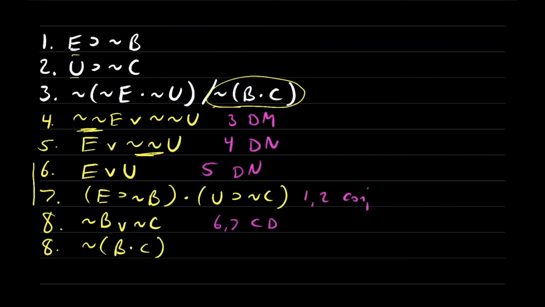And that's going to follow from line 8 by De Morgan's rule, and we are done. We've shown that the conclusion follows. It would be very easy not to see that you need to do this constructive dilemma step, and if you don't see that, you won't be able to complete this proof.